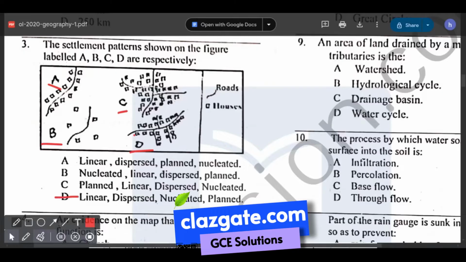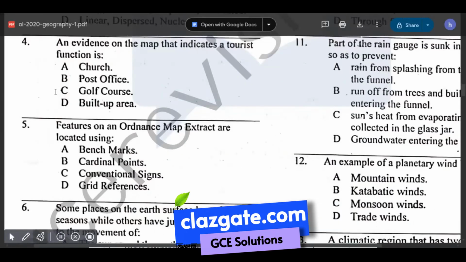Next question. Question number 4. An evidence on the map that indicates a tourist function is A, church, B, post office, C, golf course, D, built up area. The answer to number 4 is golf course, because golf courses are places where many tourists may be able to visit, or go for sightseeing. That is C.